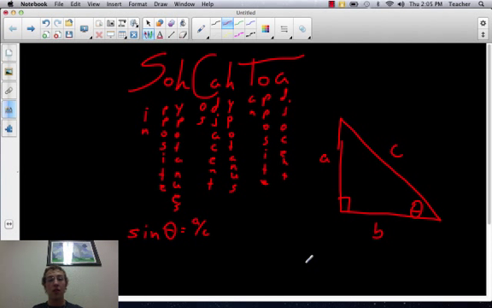As you can tell, cosine is going to be adjacent over hypotenuse. Adjacent is the side that's closest, and it's not the hypotenuse, but it's still touching the angle. So adjacent has to be B. Cosine of theta equals B over C, because we've got it over the hypotenuse.